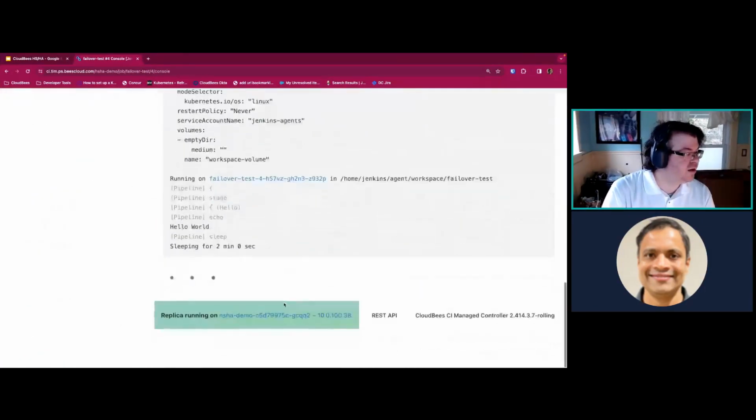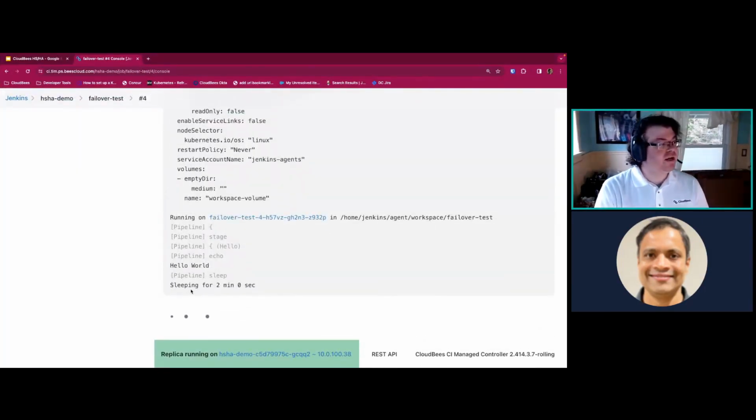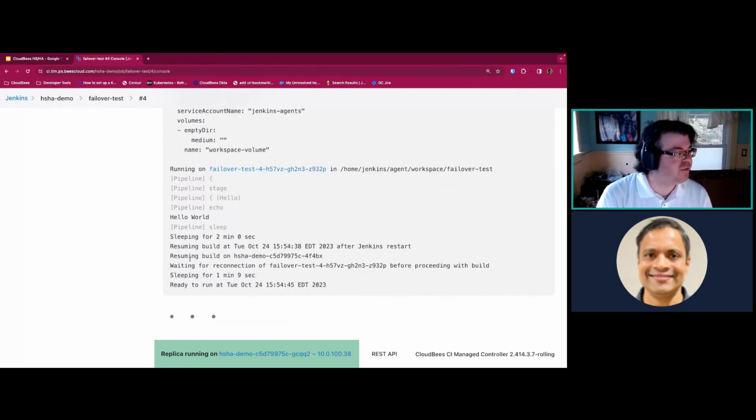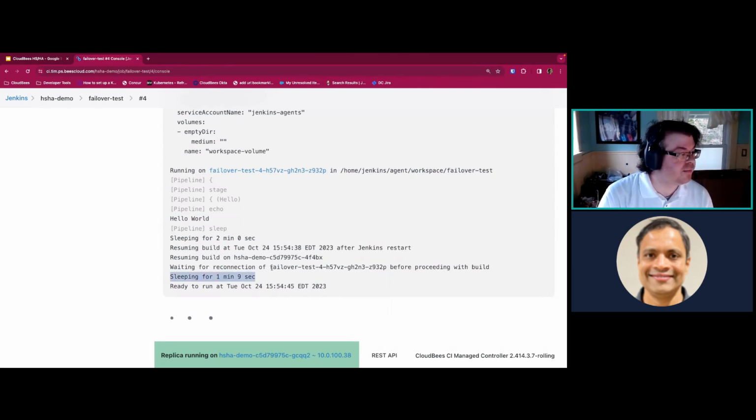Now, what you'll see here is it's still running, but the pod is being deleted. When the pod gets deleted, we'll see that it fails over. So we're actually connected still to the failed pod, but we're seeing a live update of the logs. As you can see, it was sleeping, and now that the pod has been killed, it's dead, via crash or what have you, it's actually resumed it on another replica on 4F4BX. And it picks up right where it left off. It's still sleeping for 1 minute and 9 seconds.